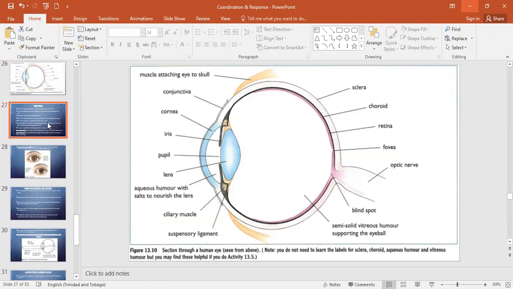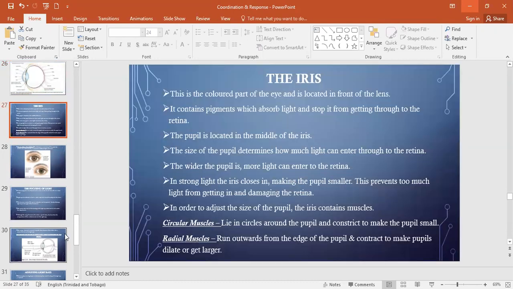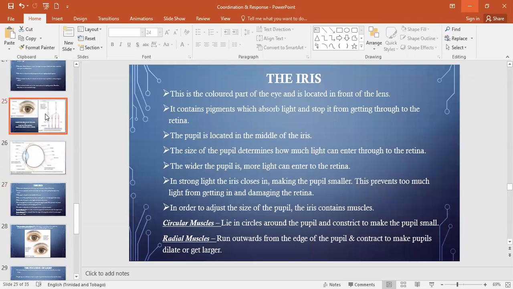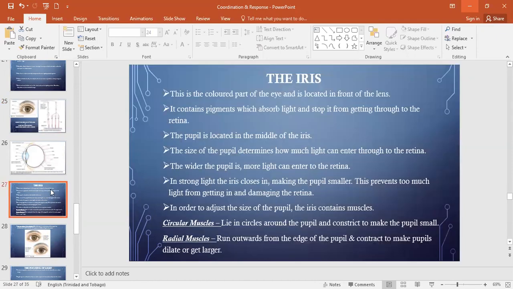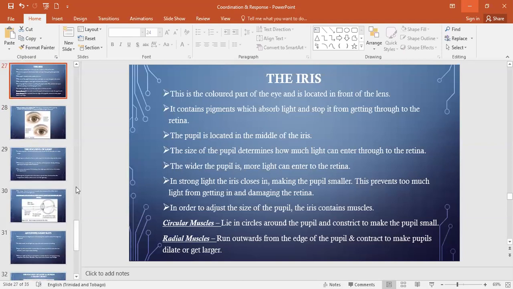Let's talk a little bit now about the iris. All right, let me just go back to this picture so you can see it again. The iris is this colored part right here. So this is what we're talking about, okay? This part here. That is the colored part of the eye as we just spoke about. It contains pigments which absorb light as well, in addition to the pupil, and stops it from getting through to the retina. So it acts as a light filter as well.